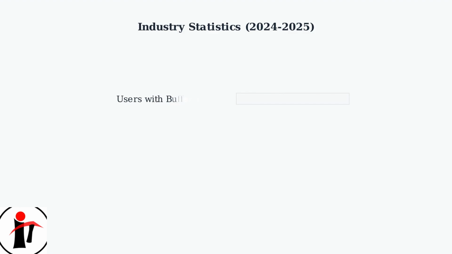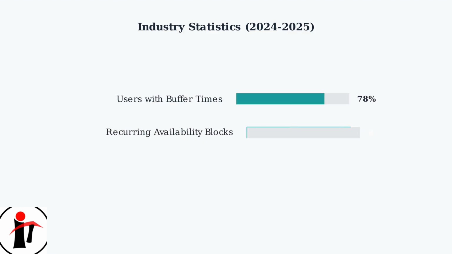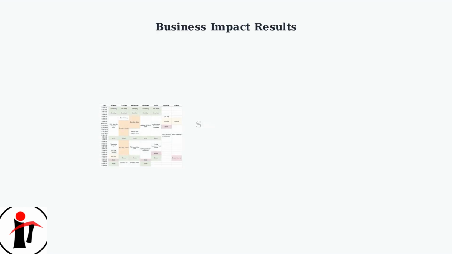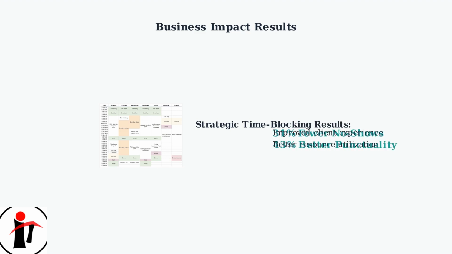Industry statistics from 2024 to 2025 reveal impressive adoption rates. 78% of Acuity users utilize buffer times, while 92% implement recurring availability blocks. The business impact is significant. Companies using strategic time blocking report 31% fewer no-shows and a 43% improvement in appointment punctuality.